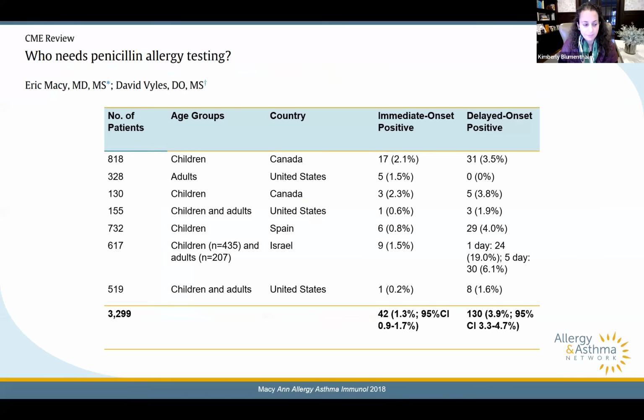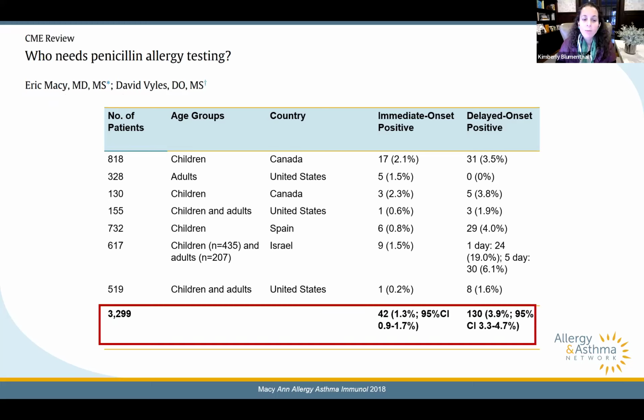Okay, so who needs penicillin allergy testing? The practice parameter now says that for adults, you should consider going right to direct challenge. What's some of that data? This is data from 2018 that had 3,299 adult and children patients summed. And the immediate onset positives, as you can see here, is just 1.3%. And the delayed onset positive was just 3.9%.